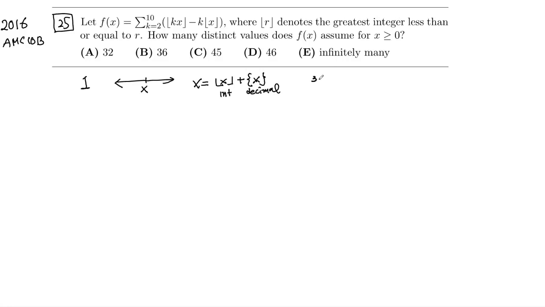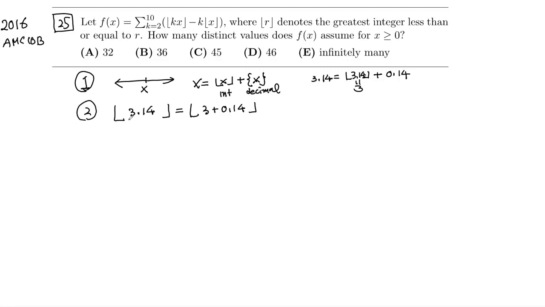When you have 3.14, the integer portion is 3, and the decimal portion is 0.14. You can always separate them. The second property: inside the greatest integer function you have 3.14, but the 3 is already an integer, so it can be separated.